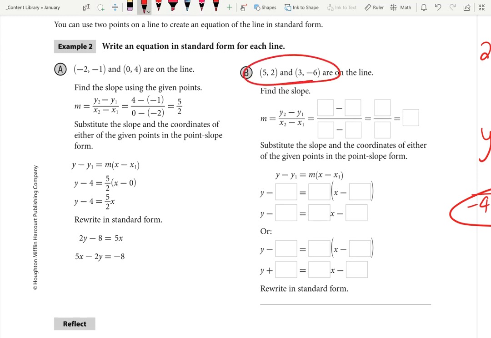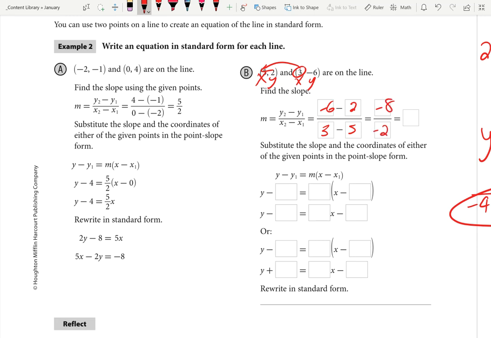So we have 2 points, and just like in section 6.2, we're going to find the slope from these 2 points, which is the y values minus the y values, and the x value minus the x value. So x, y, x, y. So the y values minus the y values. So that's going to be -6 minus 2. And then the x value minus the x value would be 3 minus 5. Now this ends up being -8 over -2.